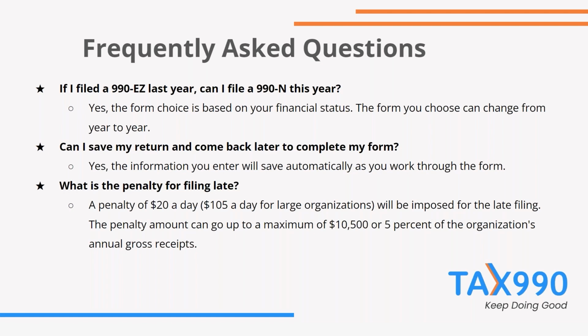What is the penalty for filing late? So a penalty of $20 a day or $105 a day for large organizations will be imposed for the late filing. The penalty amount can go up to a maximum of $10,500 or 5% of the organization's annual gross receipts. This is from the IRS database.